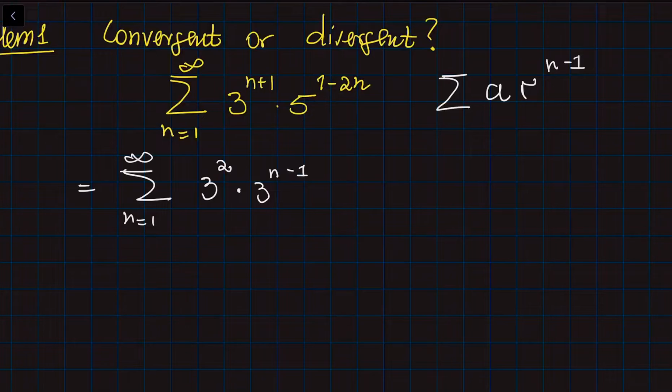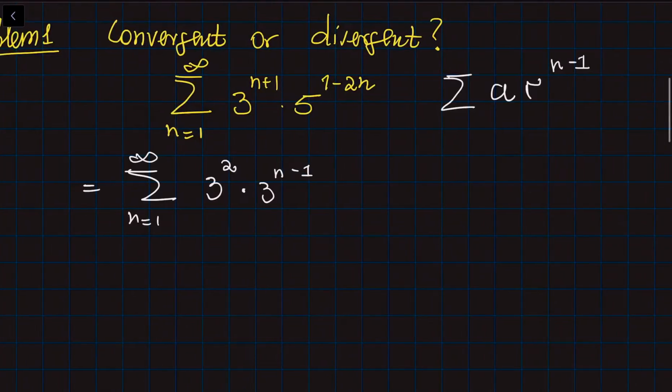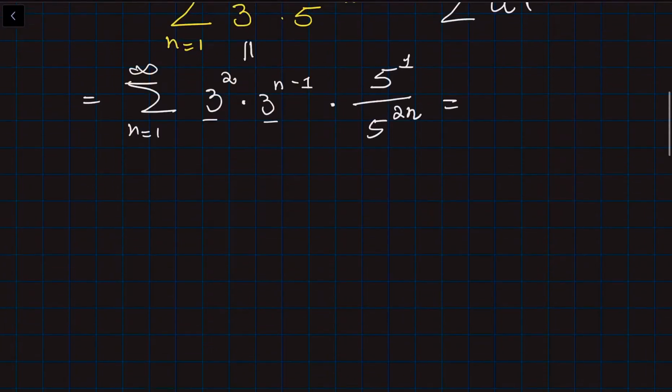So according to the properties of the exponents, if you have two numbers in different powers, and if you multiply them, you need to just add their powers. If you add 1 to n minus 1, you're going to get exactly n, right? So this is equal to this. I'm just rewriting this differently. So now I'm going to multiply this 5 to the power of 1 divided by the 5 to the power of 2n, right?